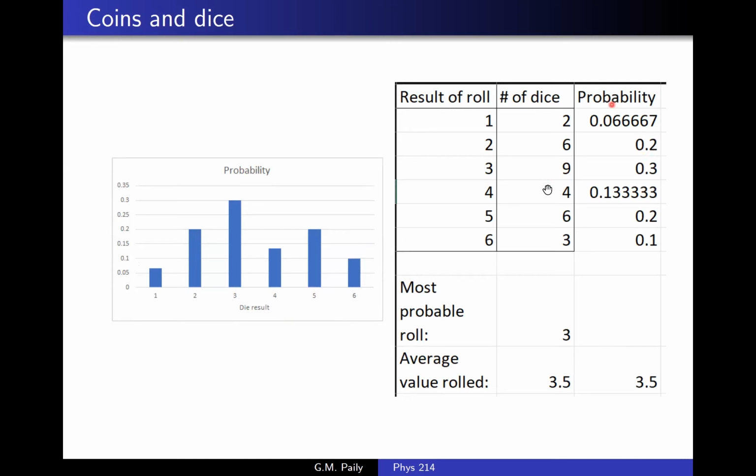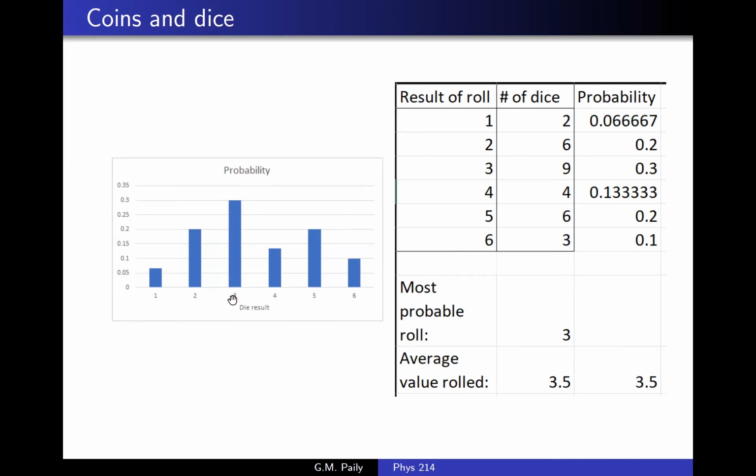Here I've plotted the probability as a function of the die result. So it's just this table in graphical form. And you can see that the most probable die roll is 3. It had the most number of dice with that result, 9 dice out of the 30. But if I calculate the average, that's going to be something different.